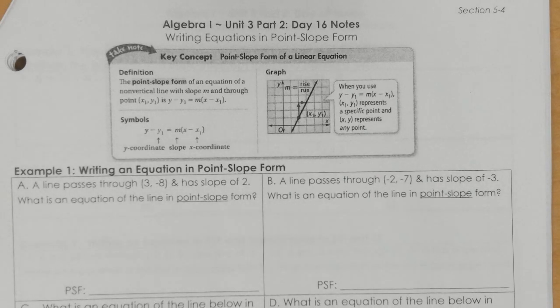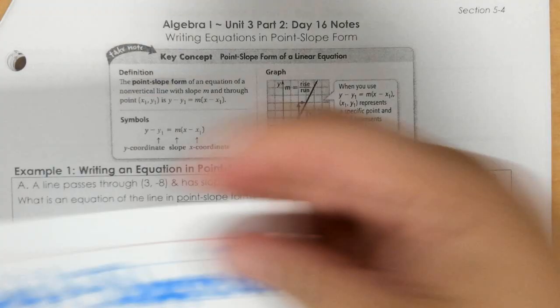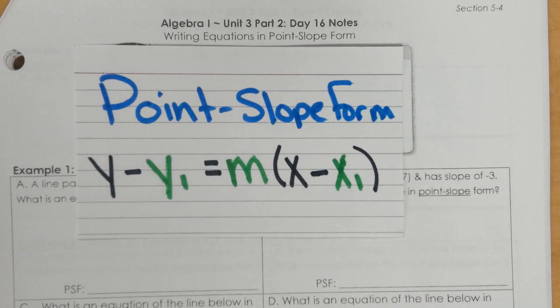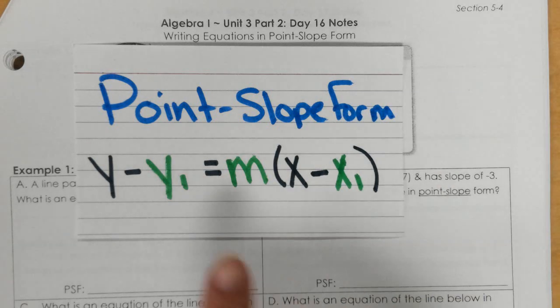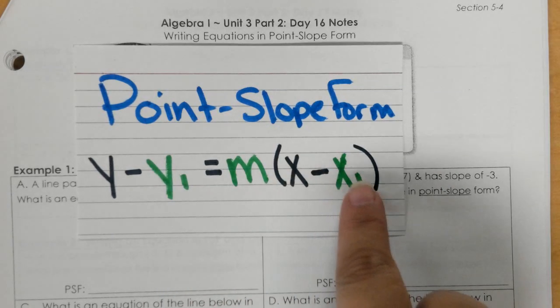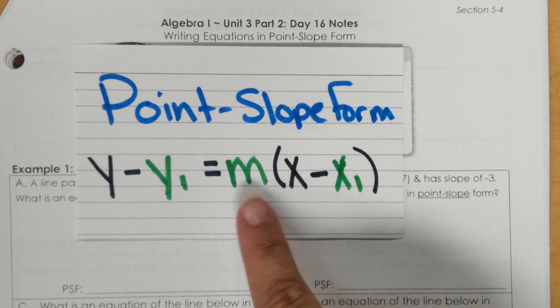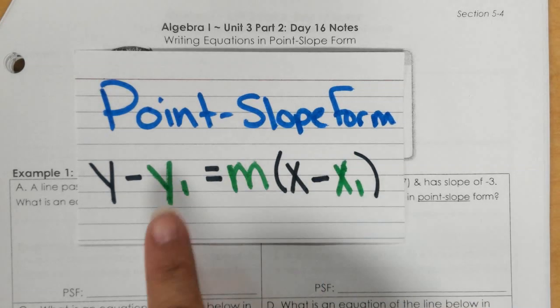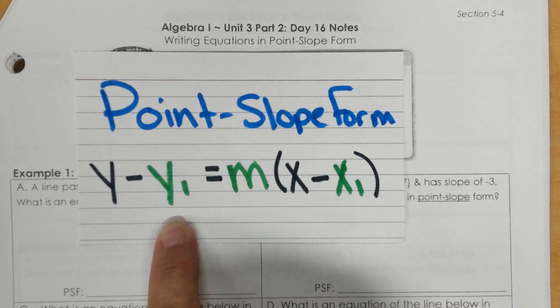For day 16, this is writing equations in point-slope form. And so just a reminder of point-slope form, here's our equation. And the letters here in green are the ones that we replace with numbers. So your m is your slope, and then the x and the y would be the point that you're given.